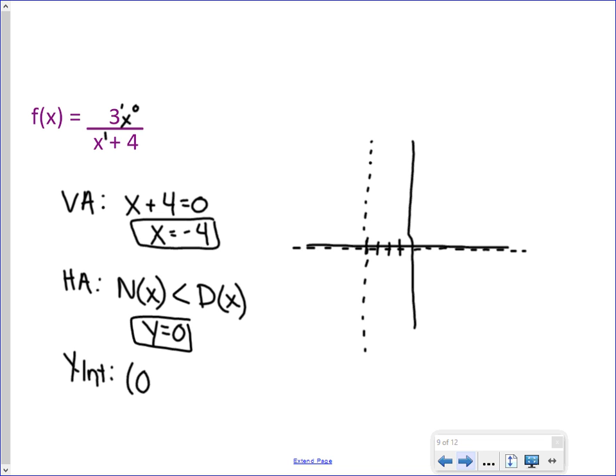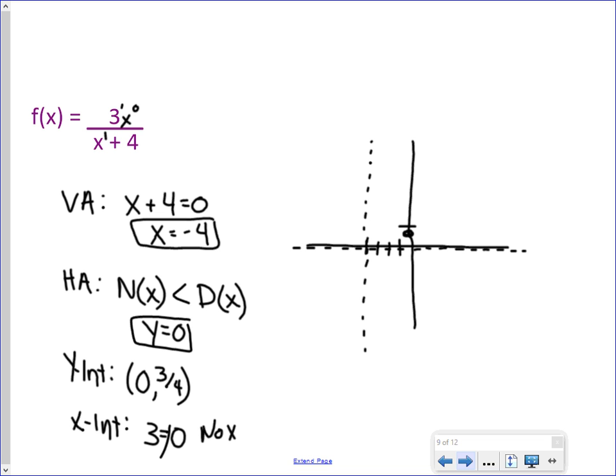For the y-intercept, you're plugging 0 in for x. When I do that, I just get 3 over 4. So I can plot that point up 3/4. For the x-intercept, remember my shortcut: because it's a fraction, my numerator would have to equal 0. So I would set 3 equal to 0. How do you feel about that? 3 equals 0. That is not true. You feel pretty bad about that. So that means there is no x-intercept.